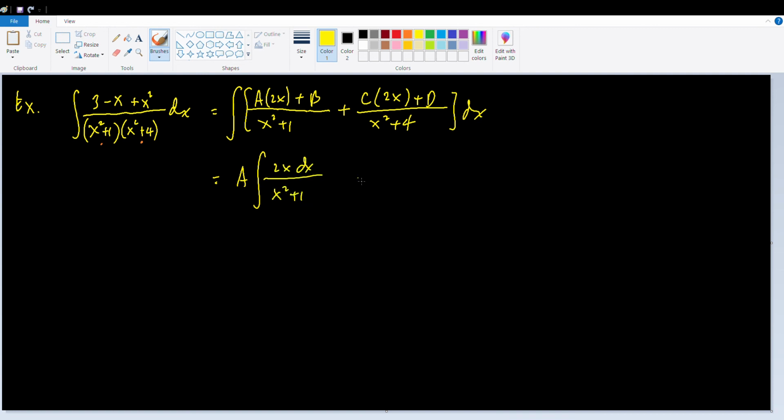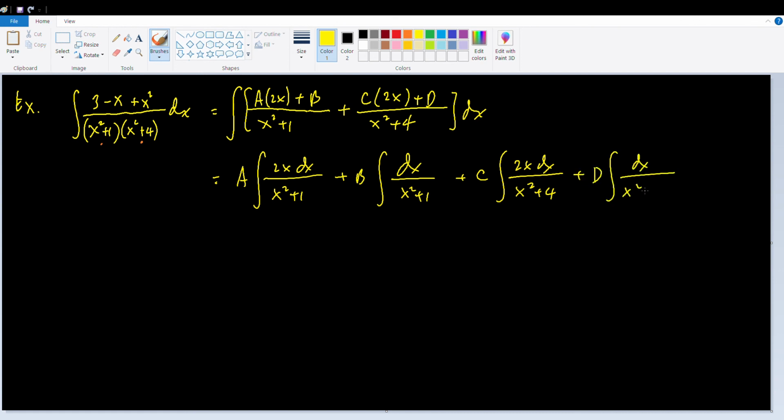So you should write this as a times the integral of 2x dx over x squared plus 1, plus b integral of dx over x squared plus 1, plus c times the integral of 2x dx over x squared plus 4, and d times the integral of dx over x squared plus 4. Okay, so once we know the values of a, b, c, and d, we just proceed with the integration. So you verify the following values.